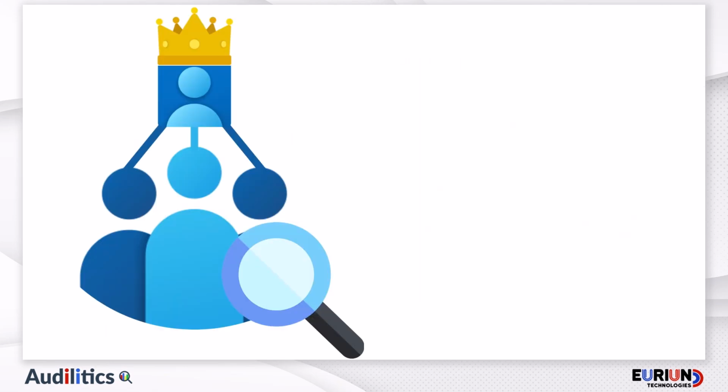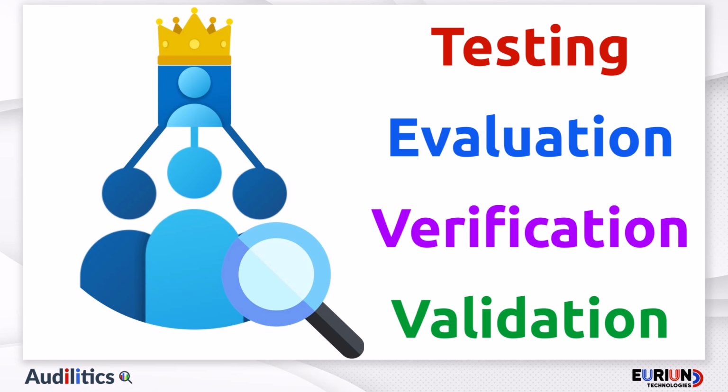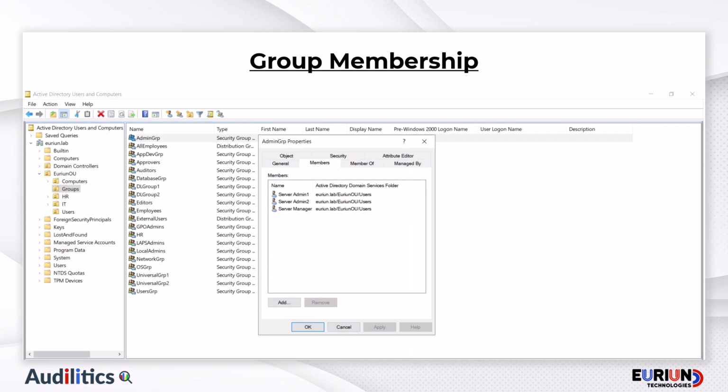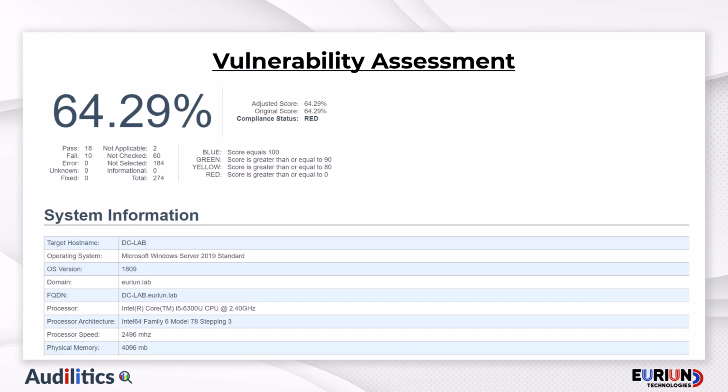An Active Directory audit involves testing, evaluating, verifying, and validating the configurations, permissions, policies, and event logs within the Active Directory domain infrastructure. It aims to identify misconfigurations and vulnerabilities, detect potential security risks, and ensure compliance with security standards and recommendations. An effective Active Directory audit covers various aspects, including user account management, group membership changes, password policies, auditing policies, log monitoring, and vulnerability assessments, amongst many others, to ensure a stable and secure Active Directory environment.